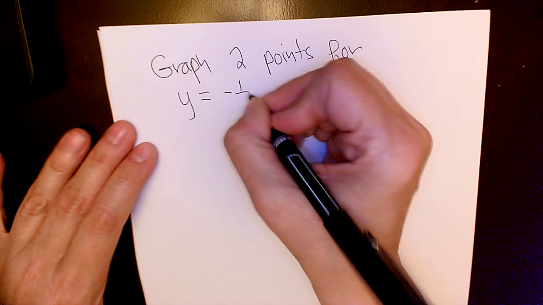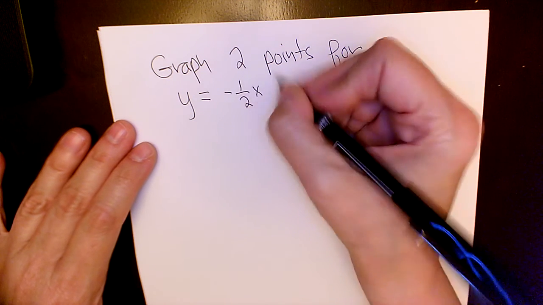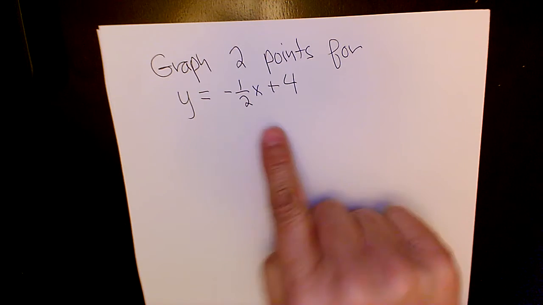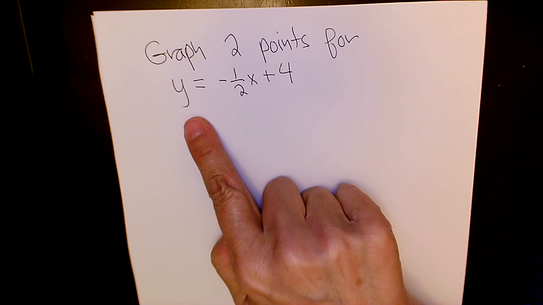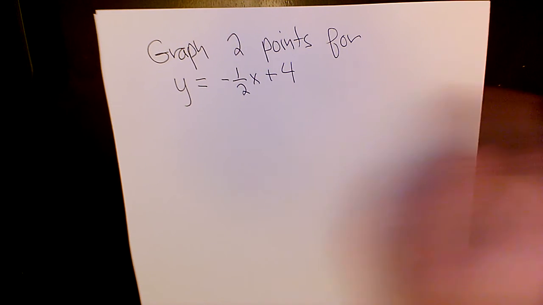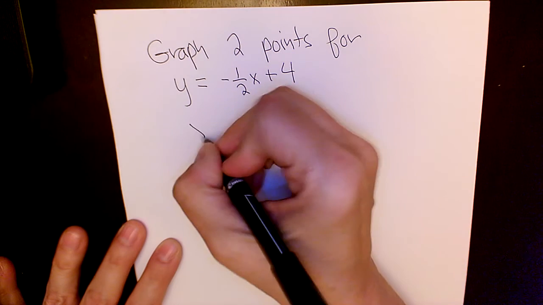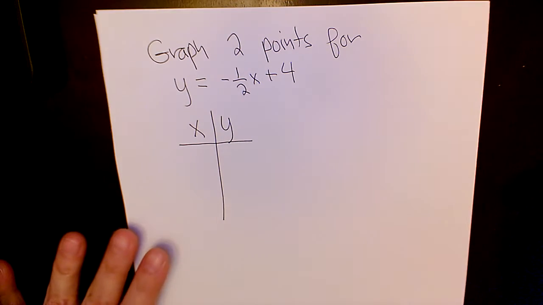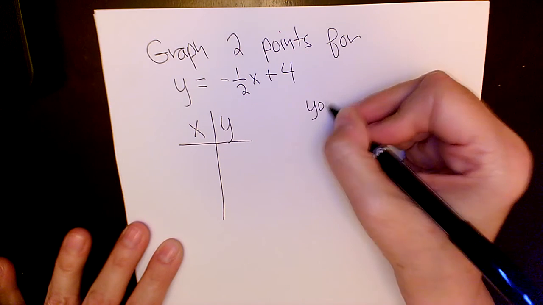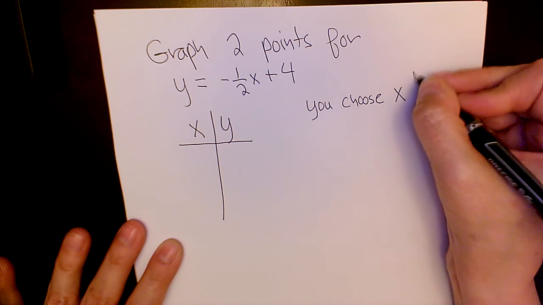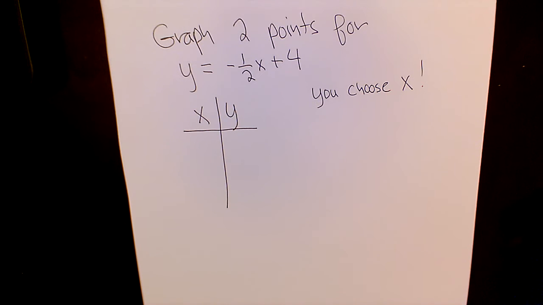Let's try one with a fraction. Okay, so I want 2 points for this equation, y equals -1/2 x plus 4. So again, I'm going to make an xy table, and again, you choose x.